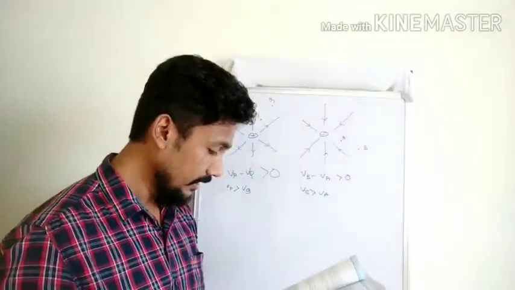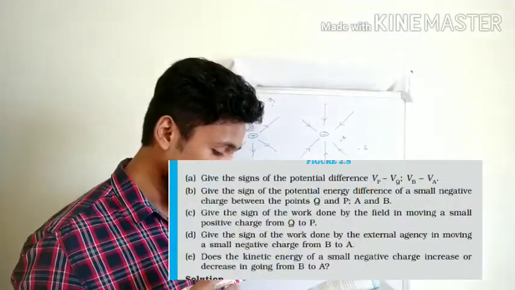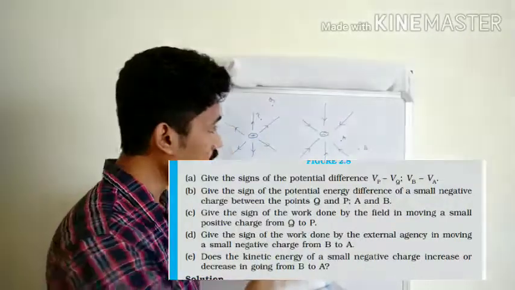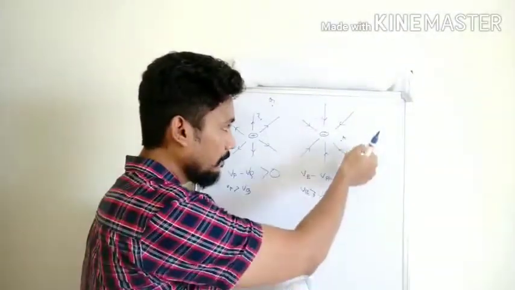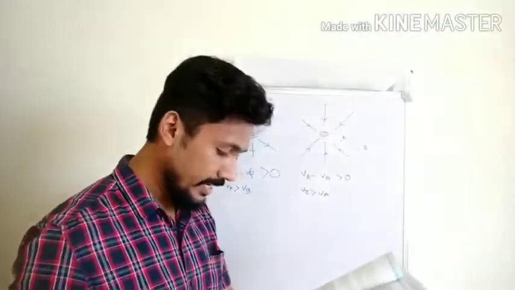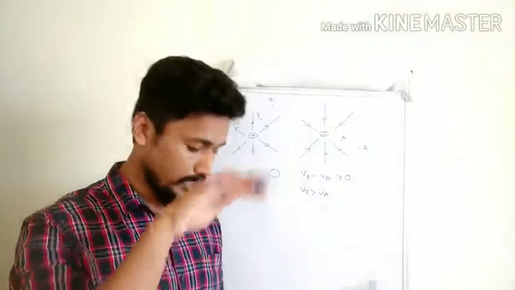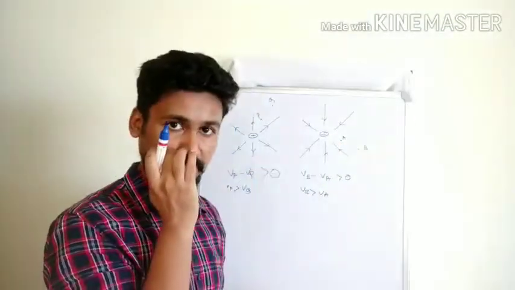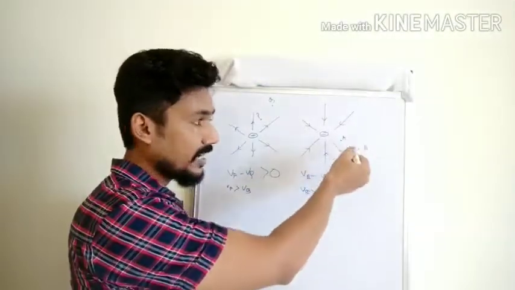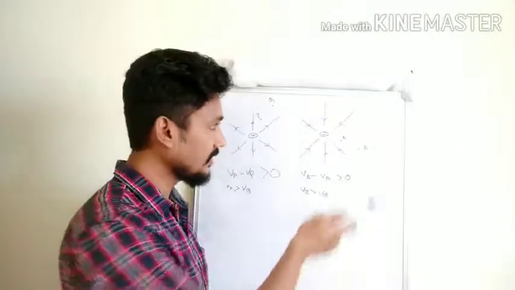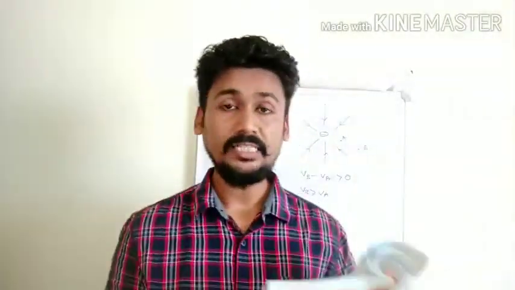Then let us see the fifth one. Does the kinetic energy of small negative charge increase or decrease in going from B to A? If there is a small negative charge at B, you will see that it is going to face repulsion. Therefore the kinetic energy is going to decrease when it goes from B to A. If the question had been asked about a positive charge, then from B to A the kinetic energy would have increased, but since it is a negative charge, the kinetic energy would decrease. This is a theory question.